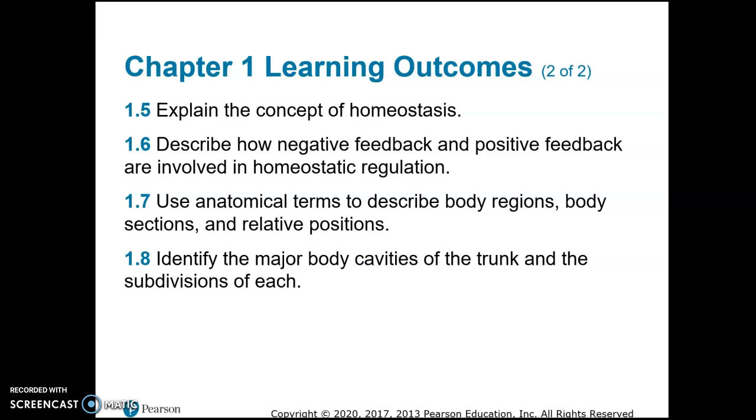In 1.7, use anatomical terms to describe body regions, body sections, and relative positions. This one is extremely important, so I'm going to circle it. 1.7 for sure. Make sure that you learn the terminology in this chapter. But 1.7 is probably the most important, and it will be the one that I ask the most questions about on your exams.